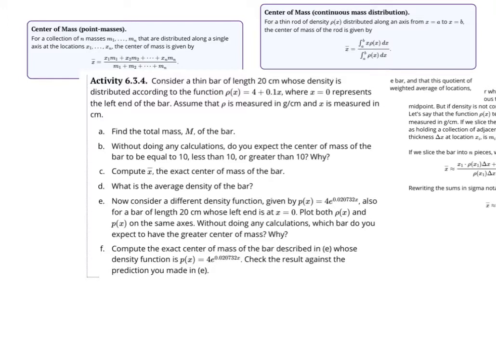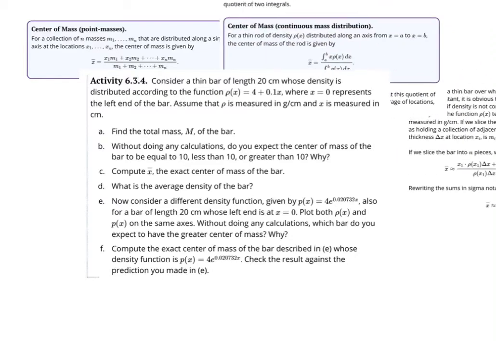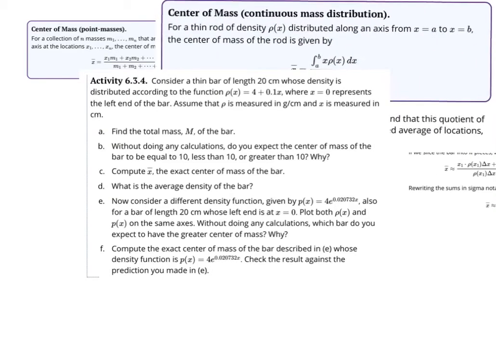So which one do you think we need to use? Take a quick moment to pause the video, think about it, and then restart. Okay, hopefully you had a chance to make a decision and you should have picked the continuous mass distribution.